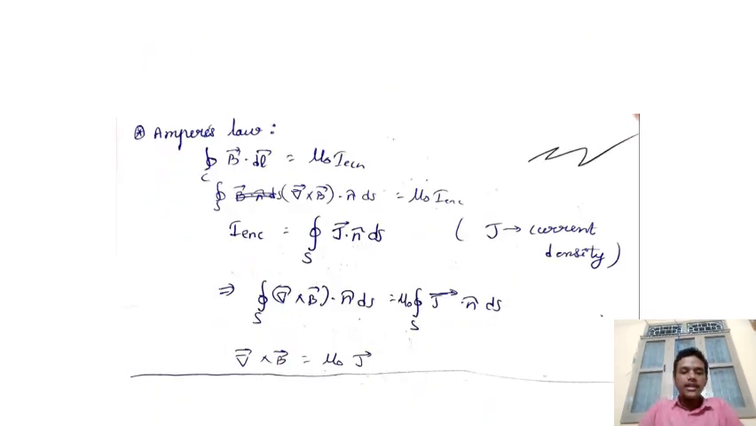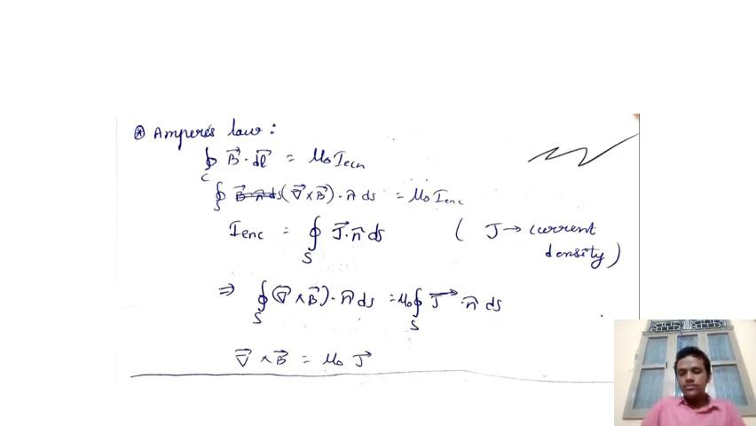According to Ampere's law, the line integral of the magnetic field along the loop is equal to mu naught times the current enclosed in the loop. Applying Stokes' theorem, the line integral can be converted into the surface integral of curl of B bar, which is equal to mu naught times I enclosed.